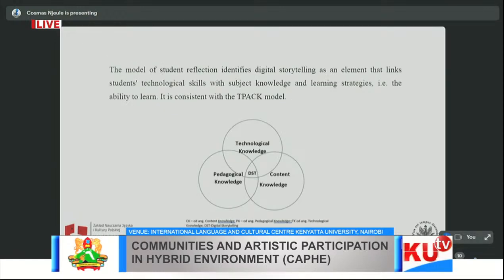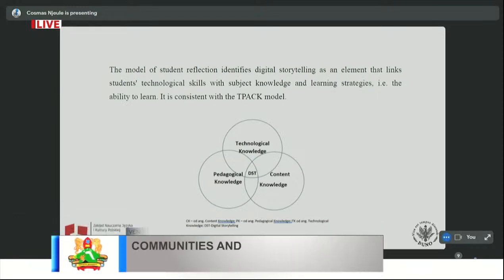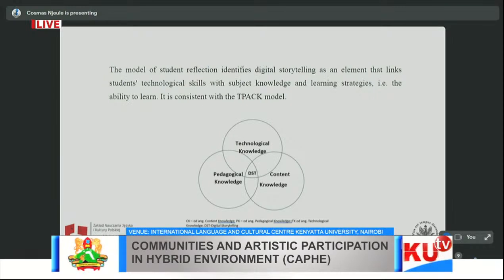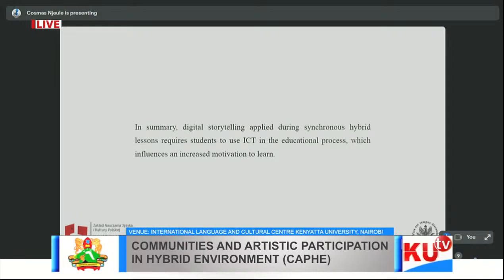The model of student reflection identifies digital storytelling as an element that links student technological skills with subject knowledge and learning strategies. For example, the ability to learn. This is consistent with the PAC model. In summary, digital storytelling applied during synchronous hybrid lessons requires students to use ICT in the educational process, which influences and increases motivation to learn.